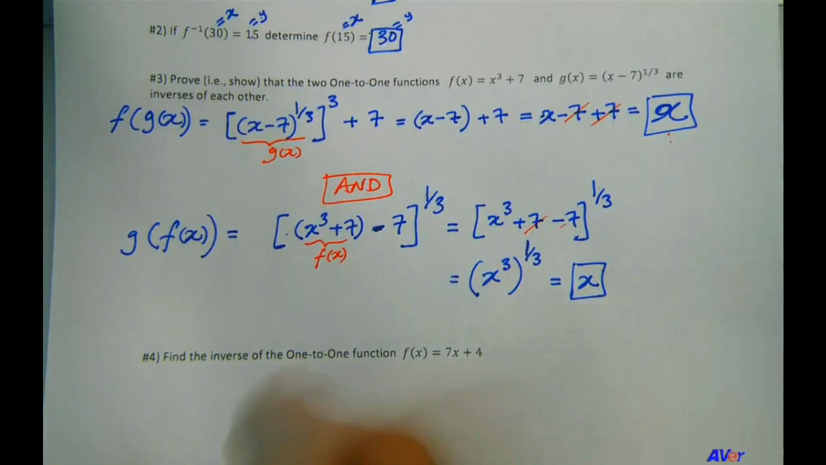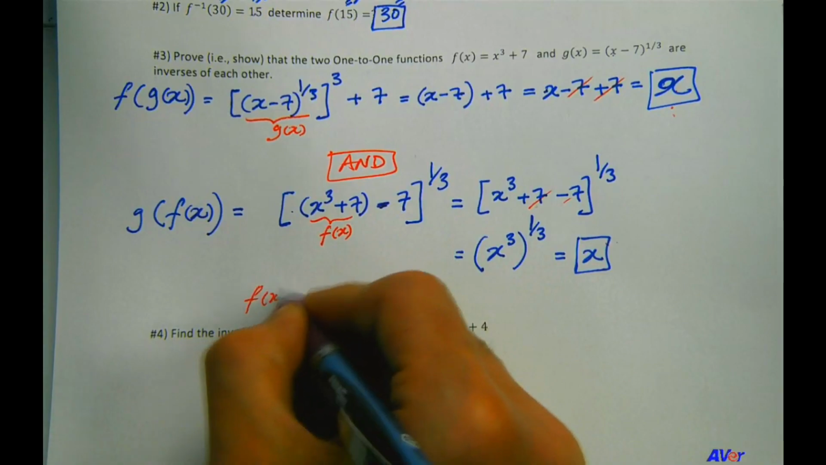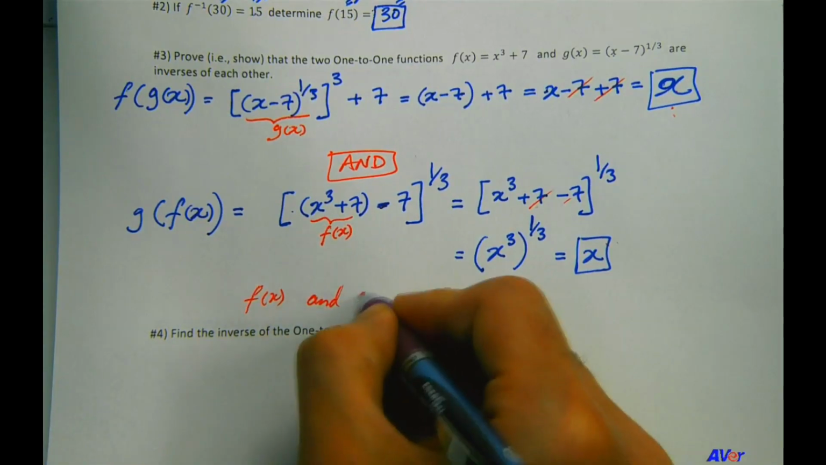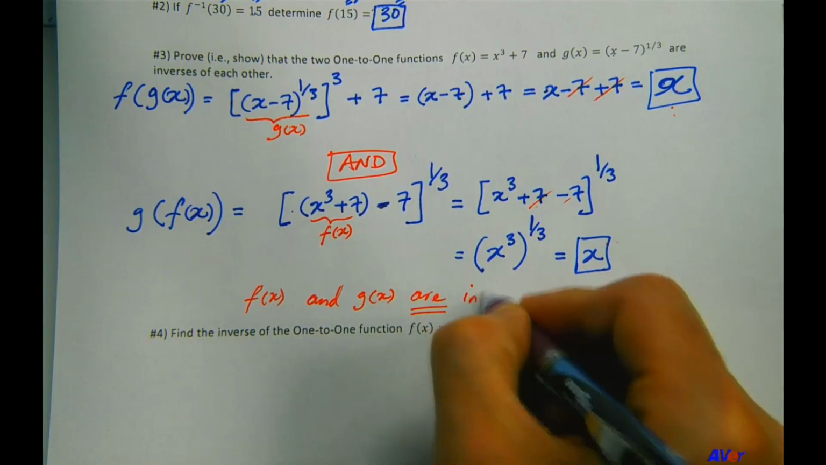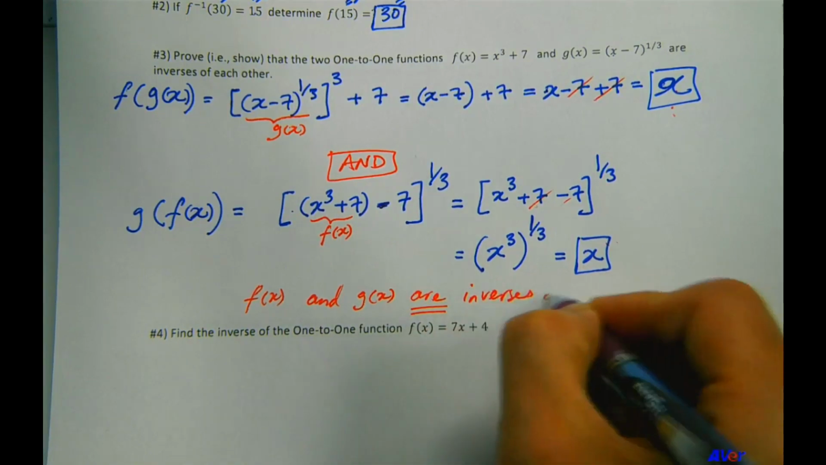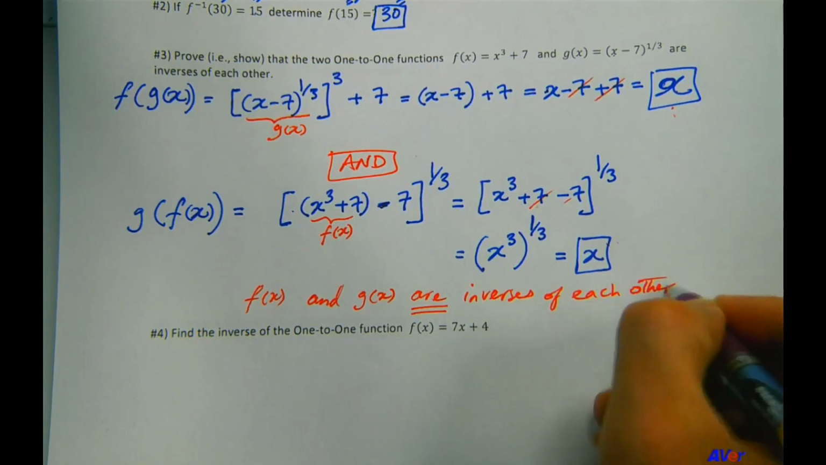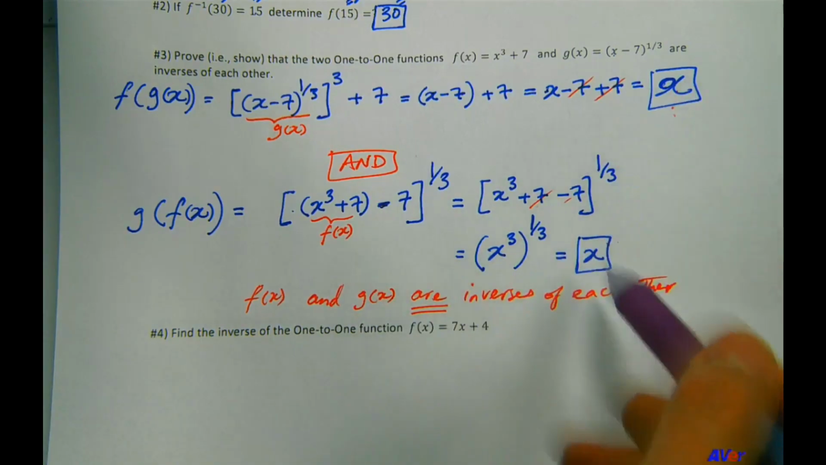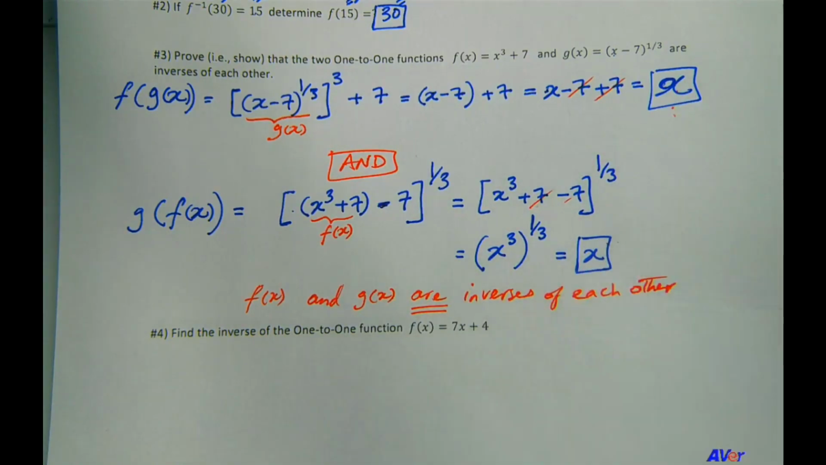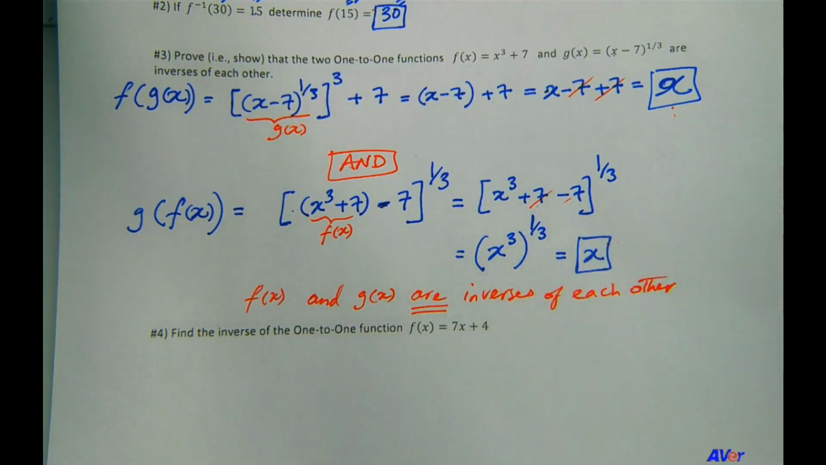So yes, the two functions, f of x and g of x, are inverses of each other. If they weren't, we would get maybe x here but not here. We would get x or 2x or 3x or x squared, something that is not equal to x. Okay?